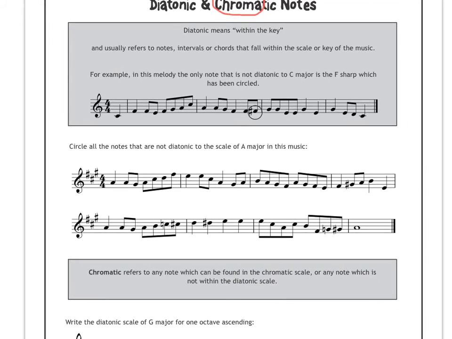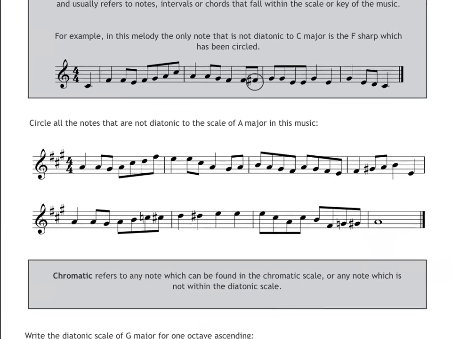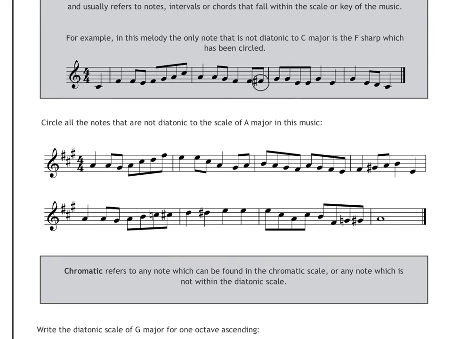Circle all the notes that are not diatonic to the scale of A major in this music. So analyze your musical environment. Look at the key signature first. Know that in the key signature of A major, you have three sharps, F, C, G. Any F sharps, C sharps, or G sharps in this music are fine. They're good. They're diatonic. They're part of the key. This note here is a G sharp. This note there is an F sharp. It fits within the key.